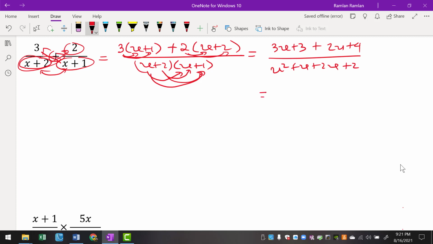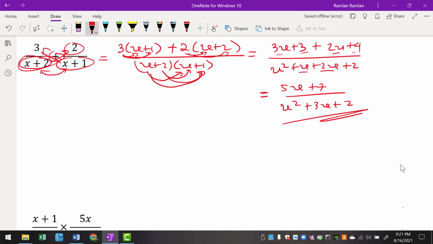Okay, so simplify. If you have like terms, you combine them, like 3x and 2x becomes 5x, right? And then 3 plus 4 is going to be 7, and the denominator we have x squared, and then these two, x plus 2x is going to be 3x, and that's going to be plus 2. So this is going to be the final answer. So you can just do it like that.